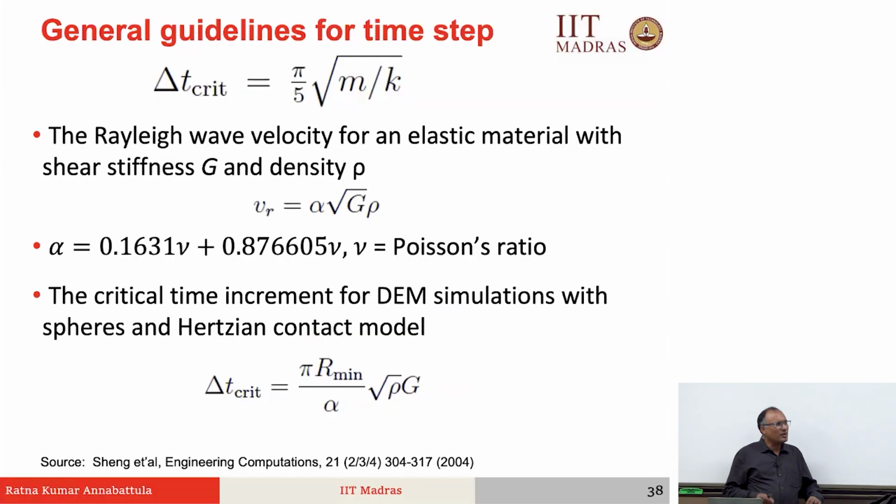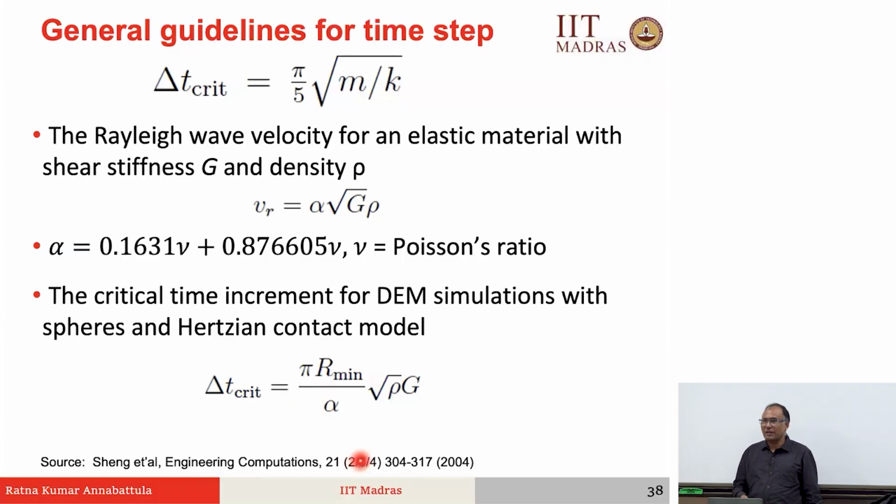This is the general guideline, this is what you need to take. G is the shear modulus of the particle, the particle having the smallest g value. So if you have particles of different material types, you look at the smallest g and the particle of smallest radius.